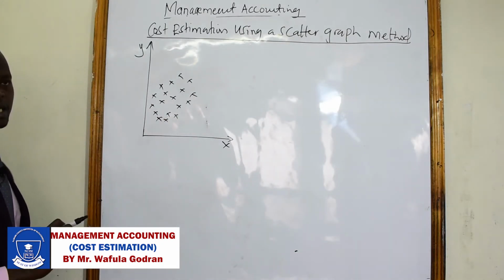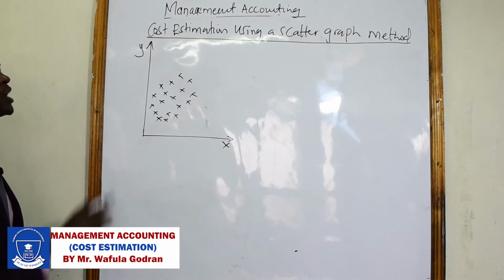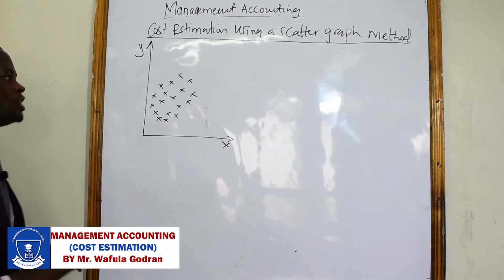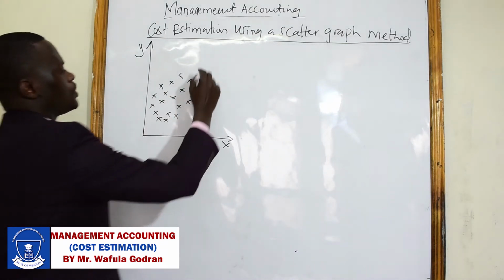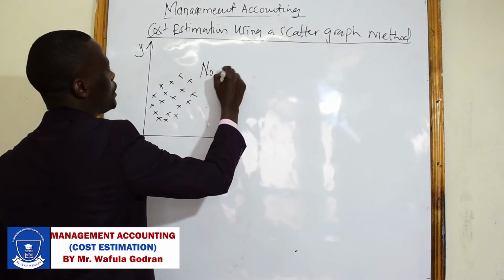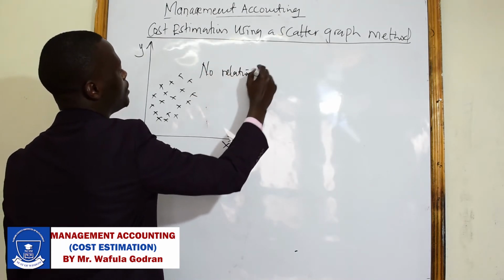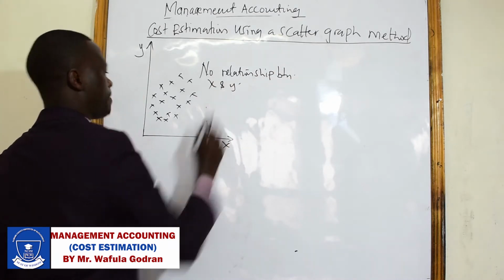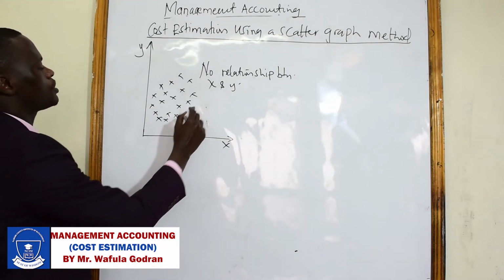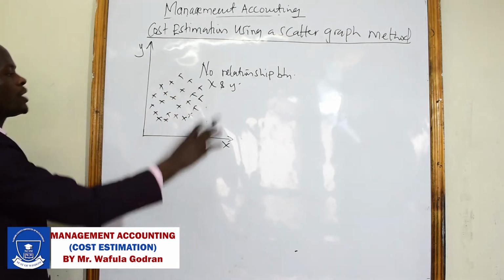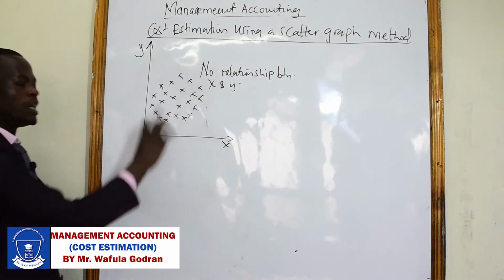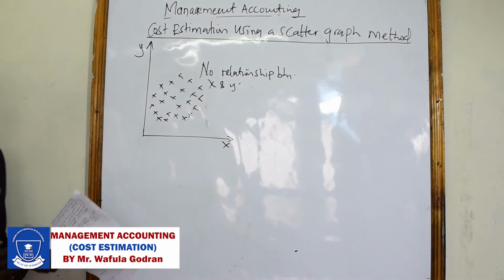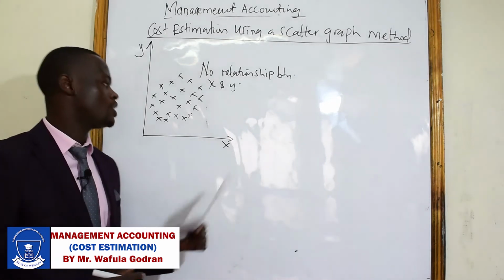Now, when our items on this scatter graph look like this, we can easily see that it's very difficult for us to deduce the relationship between x and y. We cannot actually conclude by observation that there is any relationship. So in this scenario, we say there is no relationship between x and y, because we can't actually tell. We can see all these items grouped together at one point, so we are not sure whether they have been grouped as a result of the relationship between x and y.